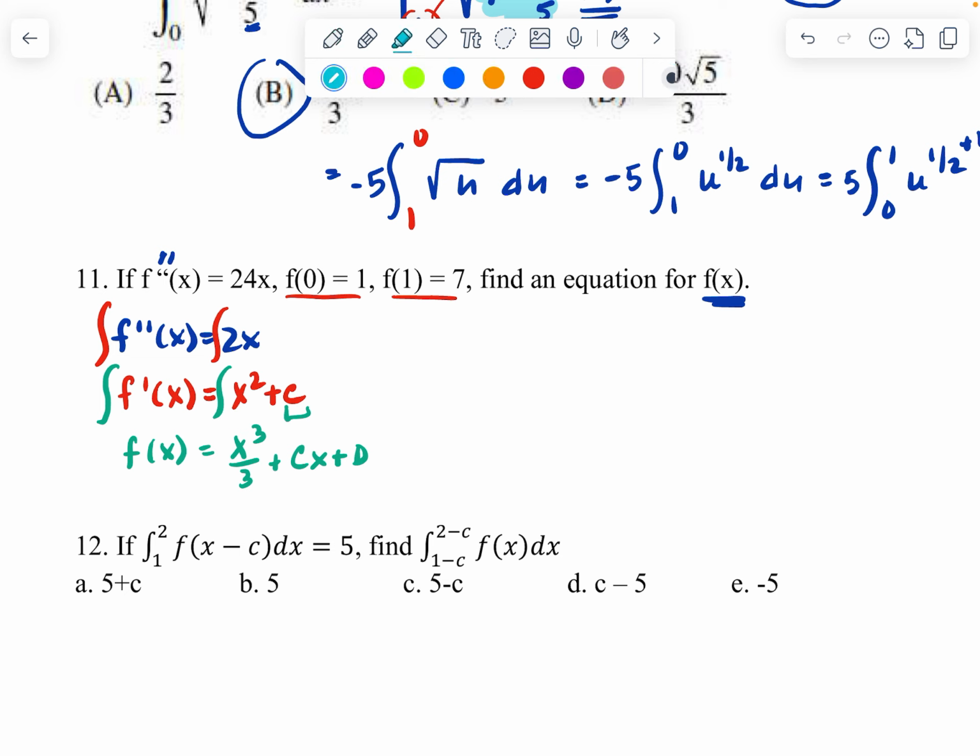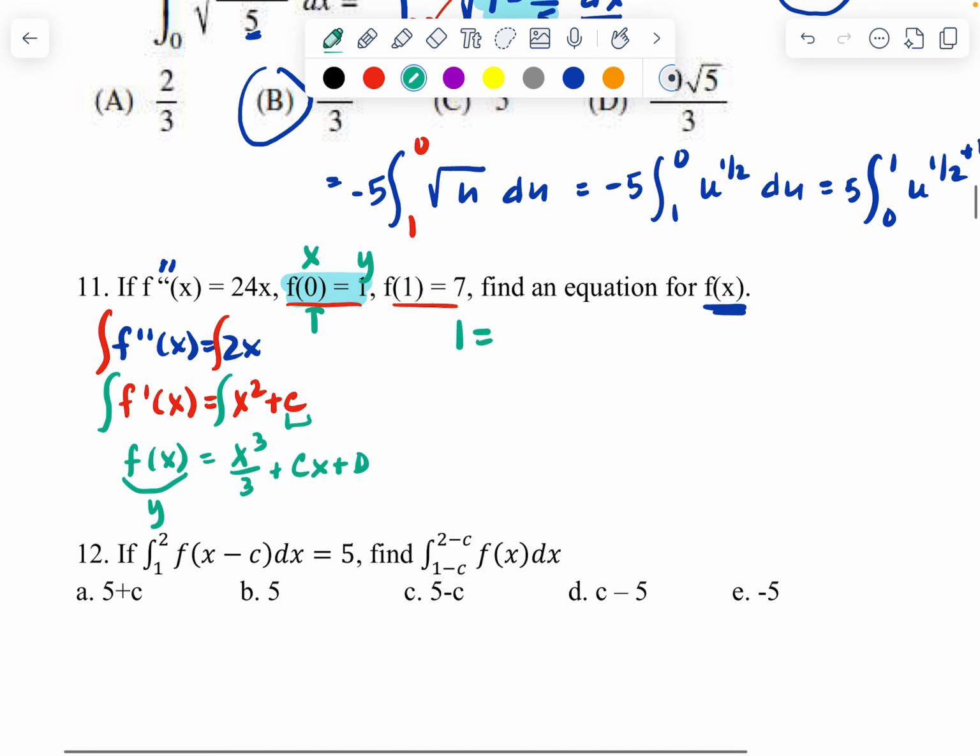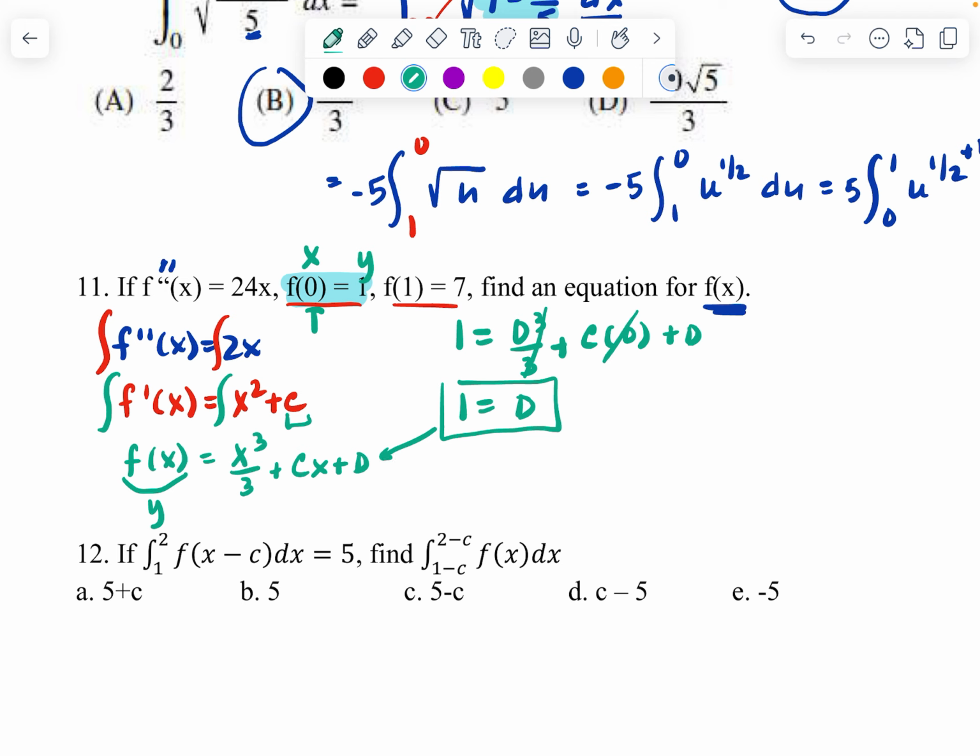Now, I'm going to start with the f of 0 equals 1, because this is telling me that x equals 0 and y equals 1. That's easy to plug in. So look, f of x is another name for y, so let's replace everything. If y equals 1, I'm going to get 1 equals, and x equals 0, so I'm going to plug in 0: 0 cubed over 3 plus c times 0 plus d. So this is 0, this is 0. So I just got that d equals 1. Okay, so let's put that in there. So now I have f of x equals x cubed over 3 plus cx plus the d equals 1.